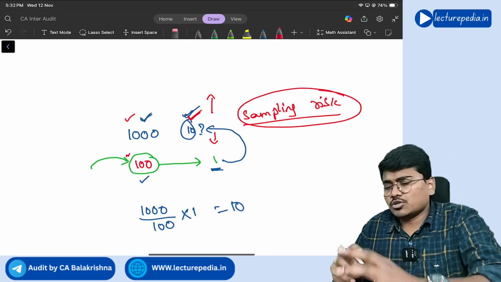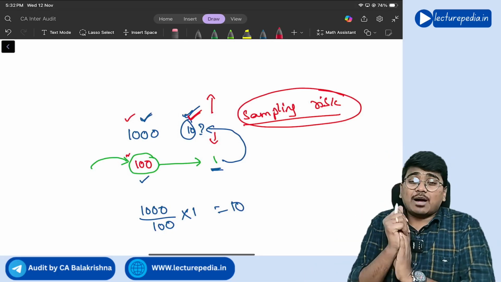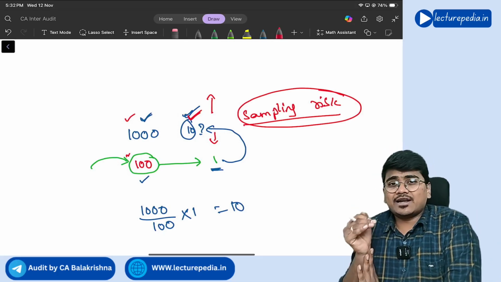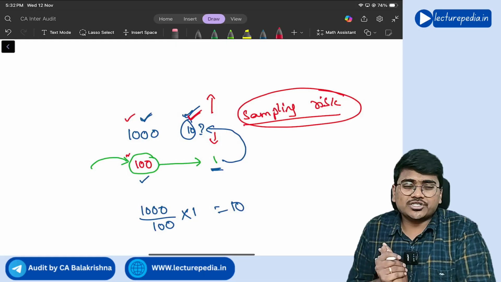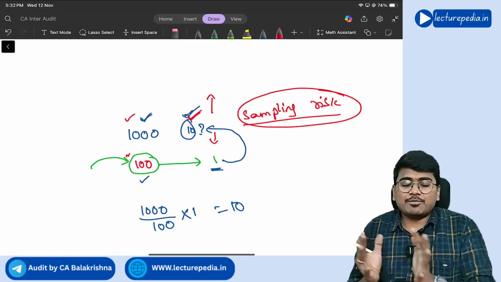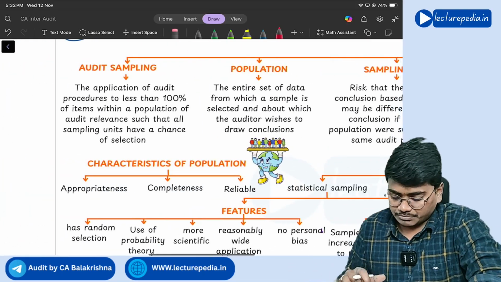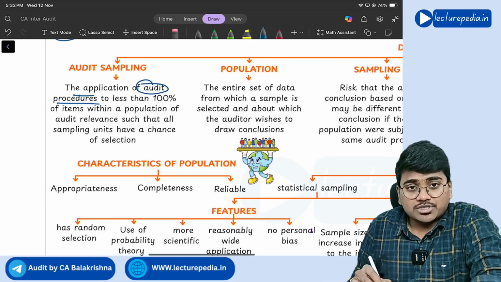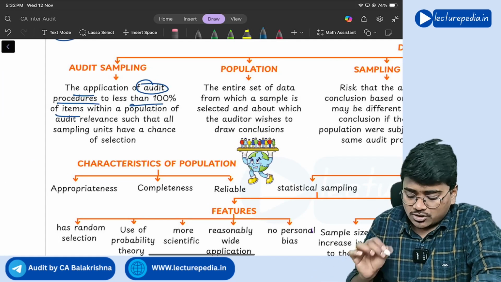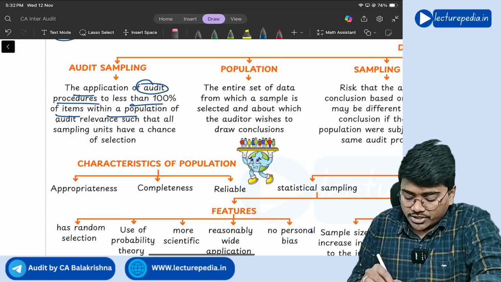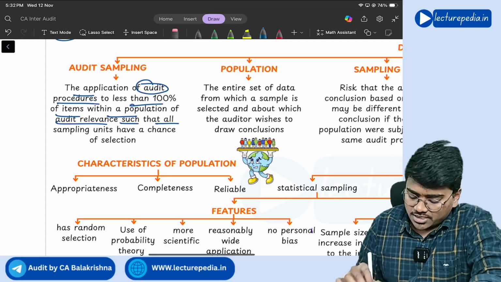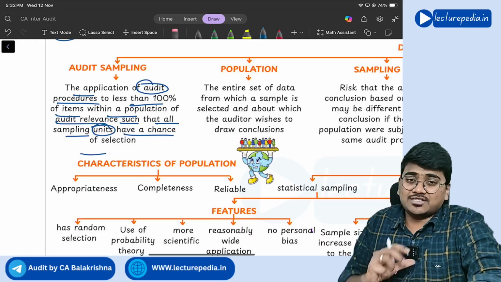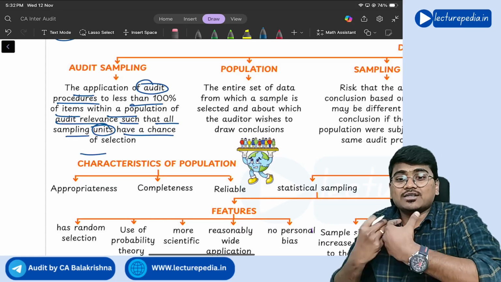Understanding? Yes. So what is meant by sampling? Application of audit procedures on less than 100% of the entire population is known as sampling. Clear? See, audit sampling: application of audit procedures to less than 100% of items within a population of audit relevance, such that all sampling units have a chance of selection. This is the concept of sampling.